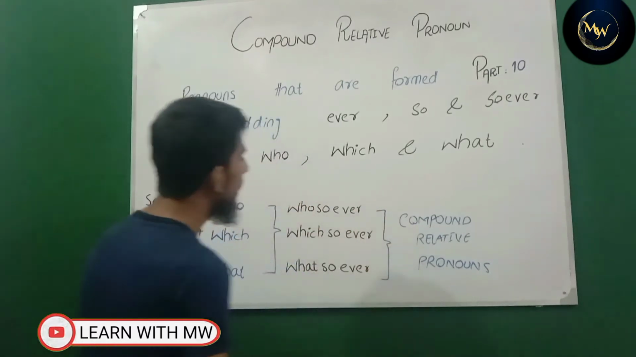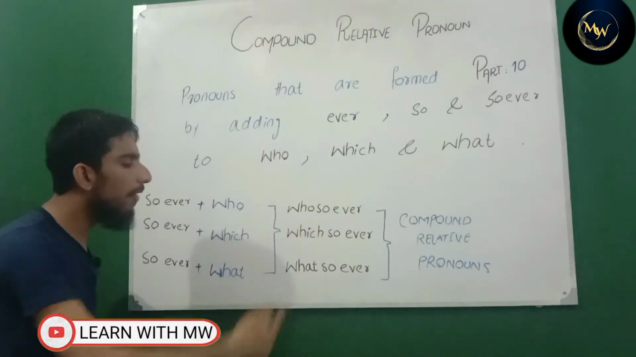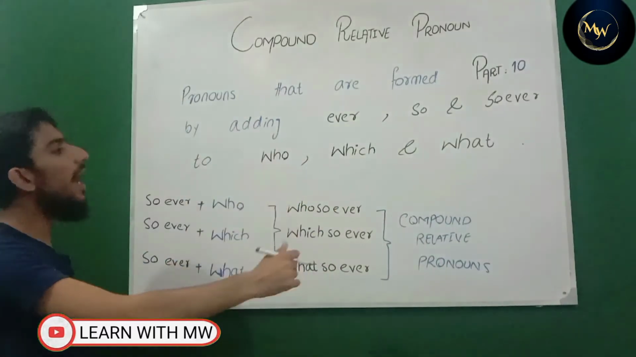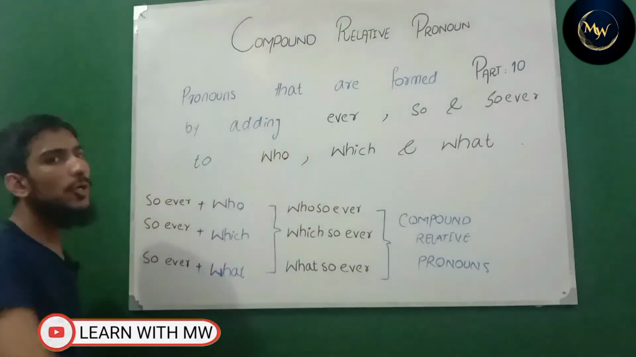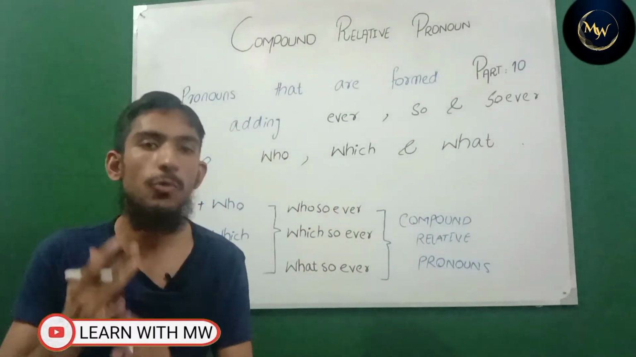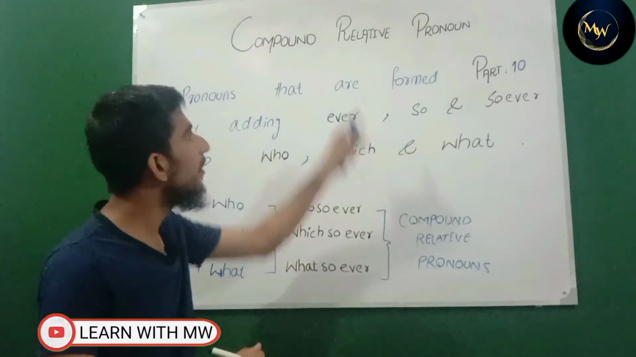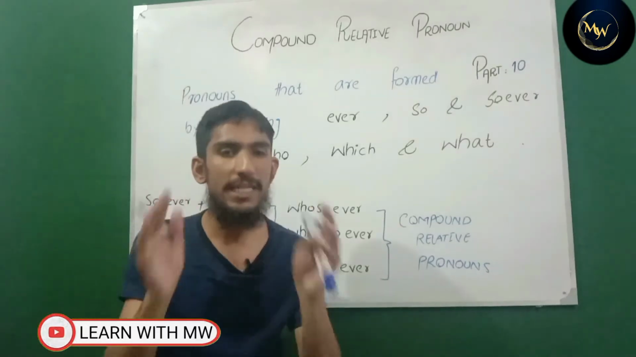So whosoever, whichsoever, whatsoever are basically called compound relative pronouns because they are formed by adding the word soever to the relative pronoun who, to the relative pronoun which, and to the relative pronoun what. So we have learned about compound relative pronouns in English grammar.